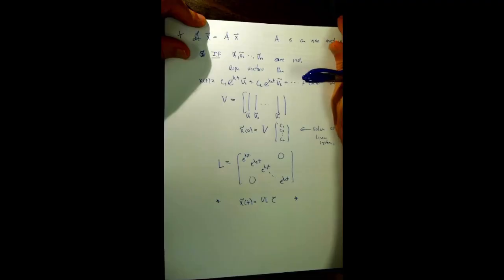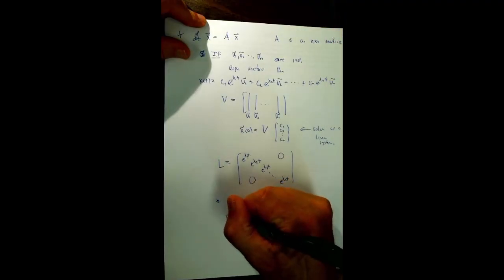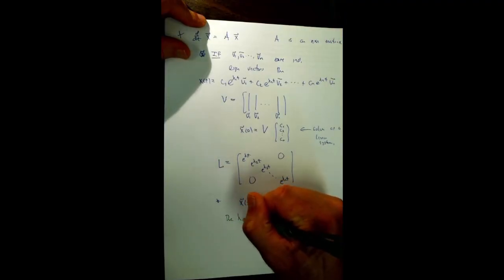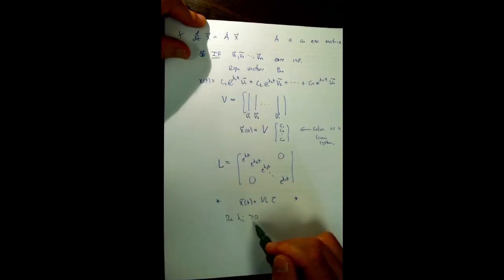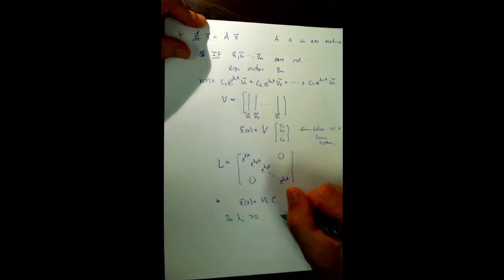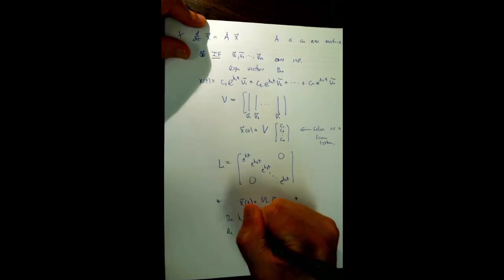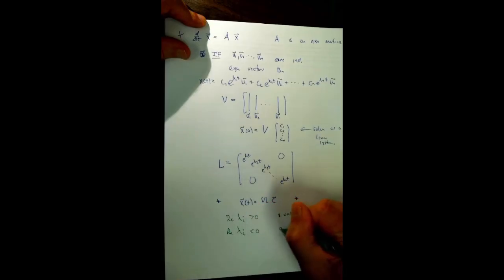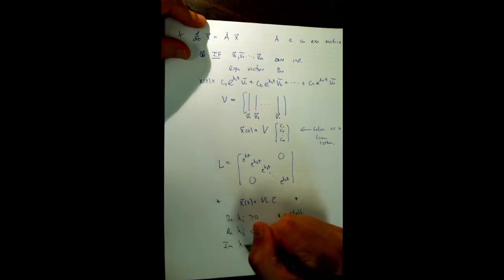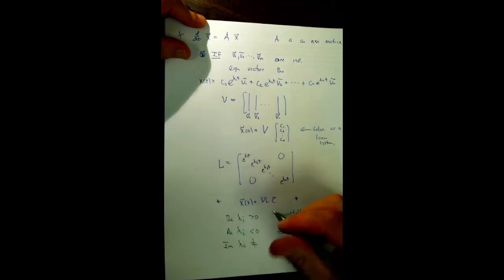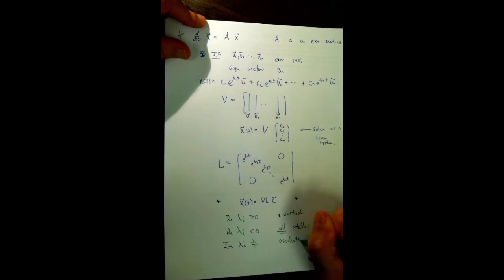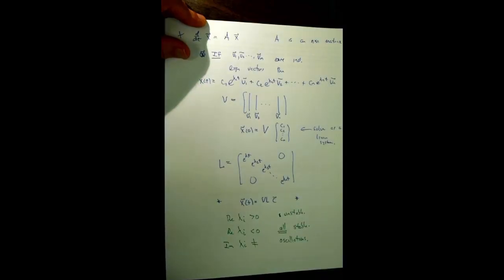Okay. Now, let's just do some examples. But for now, keep in mind if the real part of any of these eigenvalues is greater than 0, our system is going to be unstable. If all of them have a real part that's negative, it's going to be stable. And if we have an imaginary part that's not 0, we're going to get oscillations. And all this is exactly the same thing that we saw before.